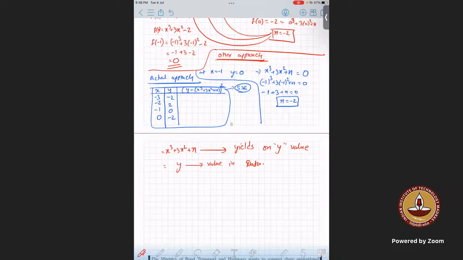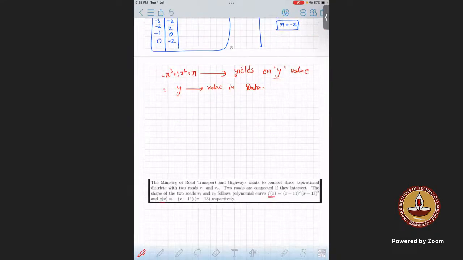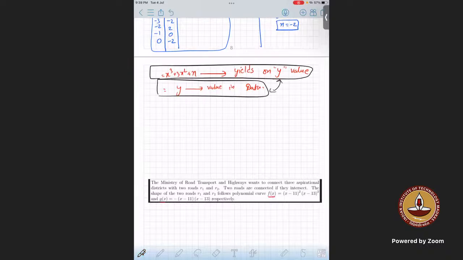Now the y value in data. Look, this y value obtained by the equation and the y value in data might be different. So error equals y obtained minus y data.